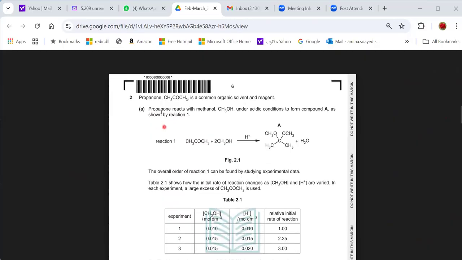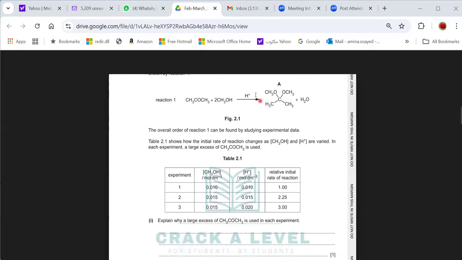Now, in the second question, it says propanone, CH3COCH3, is a common organic solvent and reagent. Propanone reacts with methanol under acidic conditions to form compound A, as shown by reaction 1. So in reaction 1, we have propanone reacting with methanol in acid conditions to produce compound A and water. The overall order of reaction 1 can be found by studying experimental data. Table 2 shows how the initial rate of reaction changes as the concentration of methanol and the concentration of hydrogen ions are varied. In each experiment, a large excess of propanone is used.